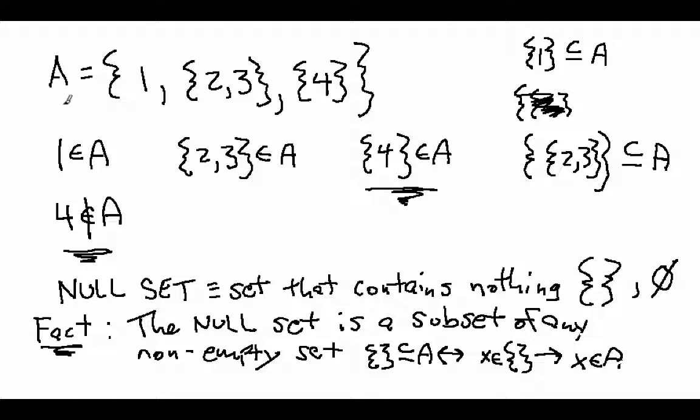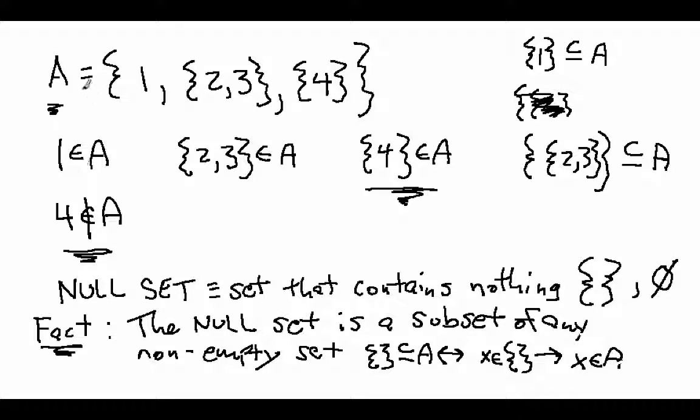Okay, just some notational things that we need to talk about. Let us consider this set right over here, A. Notice that A has 3 elements in it, but 2 of them are sets, and that's perfectly permissible, okay? So I want to note a couple of things over here.